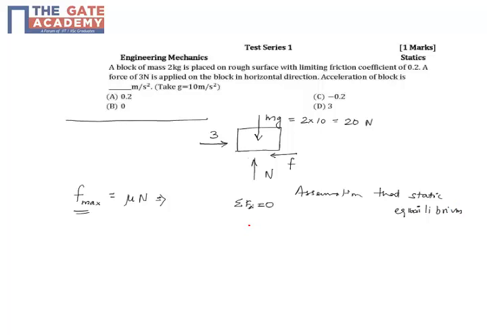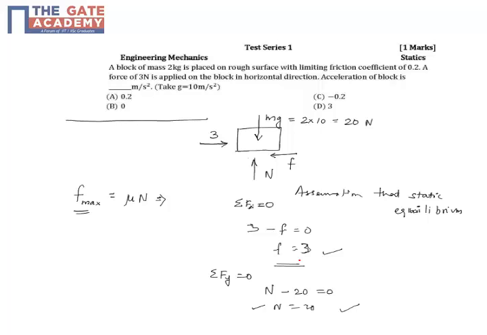So towards the right I have 3 minus F equal to 0, so F is 3 Newton. This is the friction that is required to keep the block in equilibrium. In the other direction, N upwards minus mg, which is 20, and there is no other force, so N is 20. In the y direction there will always be equilibrium, because the block doesn't move vertically.